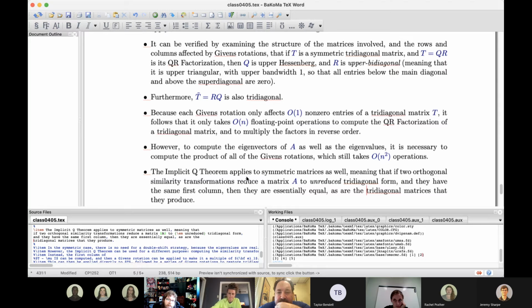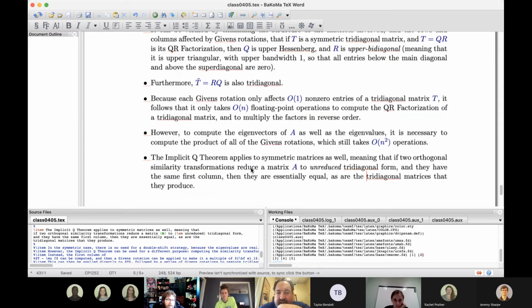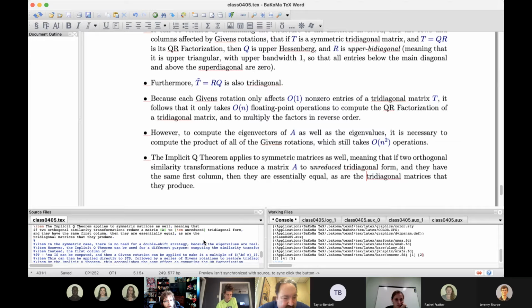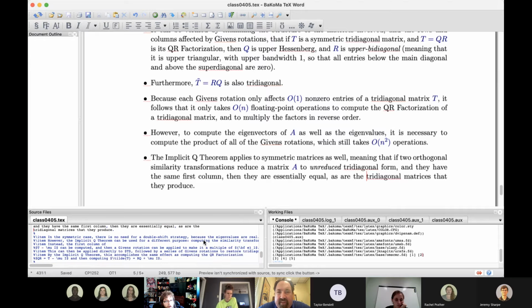Now, the implicit Q theorem also applies in the symmetric case. So if you have a symmetric matrix A, and you have two ways to reduce it to unreduced tridiagonal form, so in other words, all the subdiagonal entries are non-zero, just like how we had unreduced Hessenberg matrices before, and they have the same first column, then they're essentially the same. All of that applies just as much as in the unsymmetric case. Nothing would change.